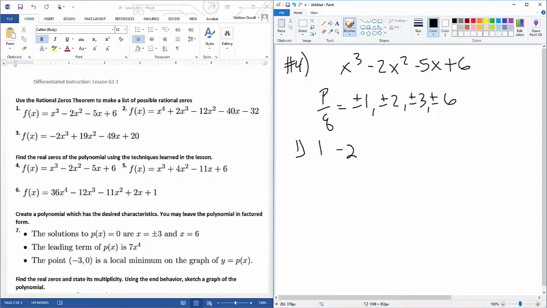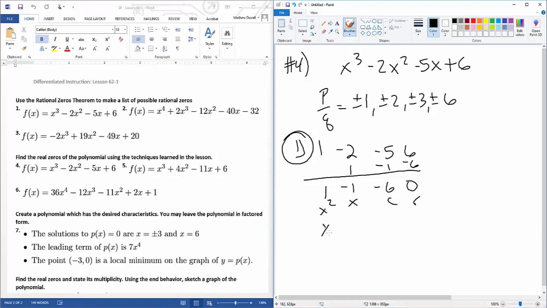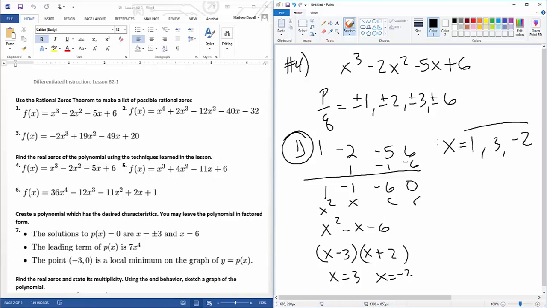1. You write all the coefficients. Multiply, add, multiply, add, multiply, add. So it worked. So I have a zero that works, and it's going to be 1. Working backwards, remainder constant. So I have x squared minus x minus 6. Well, this will factor into x minus 3, x plus 2. So those are my other zeros. So my zeros are going to be 1, 3, and negative 2.